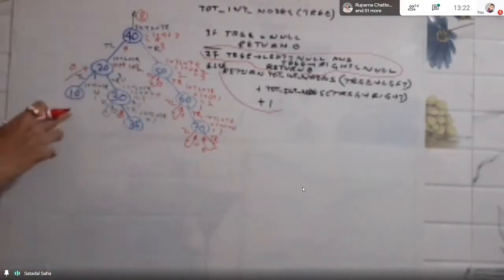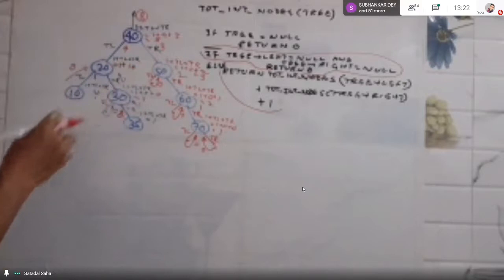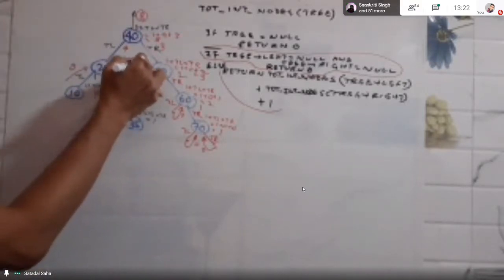মানে প্রত্যেক নোডে একমাত্র লিফ নোড গুলো বাদ দিয়ে বাকিগুলো রিটার্ন মানে 20 থেকে এখানে রিটার্ন হয়ে যাবে 2, so it will return 1 plus 1 plus 1, so it will return 3.